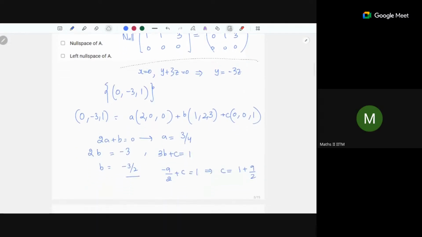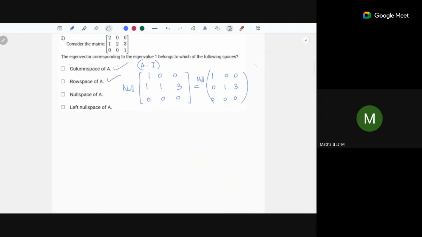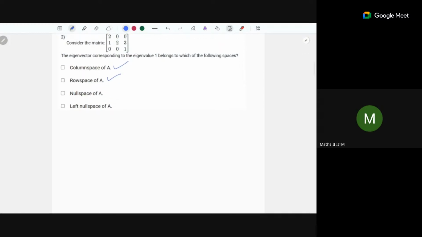Right. So I can remove all this calculation. What I'm saying is, what is the row space in particular? The row space is the set of all vectors in R3 such that AV. Yes, 0 can also be in the null space. That is true.